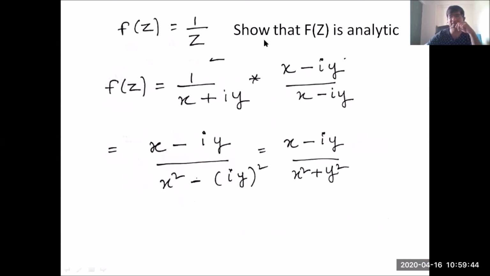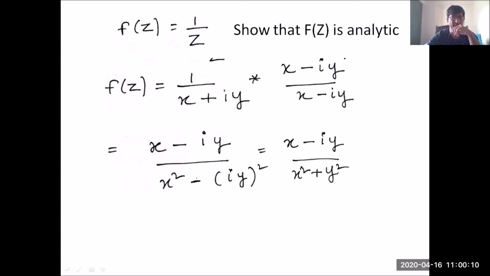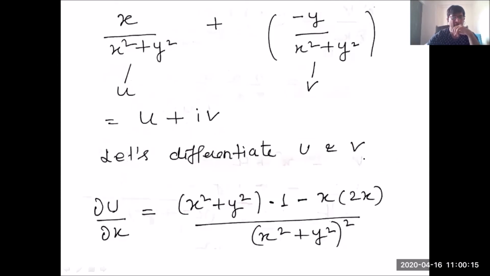Now let us take another example, which is f(z) is equal to 1 by z, and we need to show that this is an analytic function. What we did is we expanded z in terms of the complex variable, that is x plus iy, and then we inserted specifically this term, x minus iy divided by x minus iy. After solving this, we get this term. Now we have to express it in the complex function form, u plus iv.